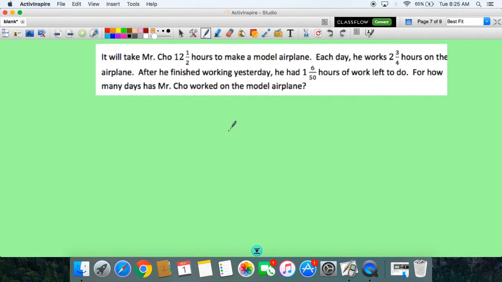So he can only work 2 3/4 hours per day. Oh, that's a lot. But so how many times can 2 3/4 fit inside 12 and a half? That will give you the number of days that it's going to take you to finish this model airplane. Okay, so let's start 12 and a half and 2 3/4. This is how much time I take per day. This is the total number of hours that are going to be needed. So how many times can 2 3/4 fit inside 12 and a half will give us our number of days.